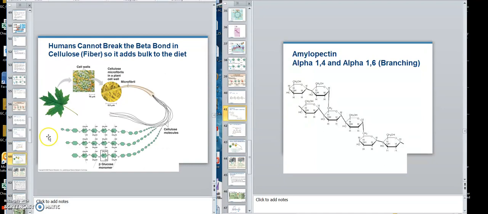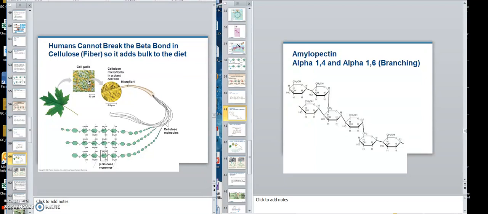Then, of course, we have cellulose. Cellulose you don't break down because it has a beta bond. It adds bulk to the diet. It's the plant cell wall. A plant has a cell membrane and a cell wall. The cell wall of a plant is like its skeleton. That's what makes it stand up. So when we eat the plant, we can get the juice out, the amylopectin and the amylose, but not the cell wall. But the cell wall adds bulk to the diet.